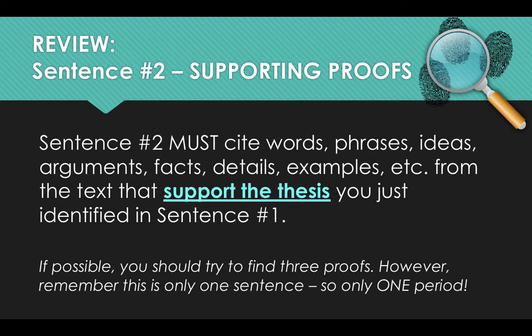Sentence 2, supporting proofs. Sentence 2 has to cite words and phrases and ideas, arguments, facts, details, examples, etc. from the text that support that thesis, the reason for the text. So you want to give examples or evidence of your thesis, your sentence 1. So if possible, you want to find 3 proofs. Sometimes there are only going to be 2, but 3 is a magical number. So it's only one sentence.